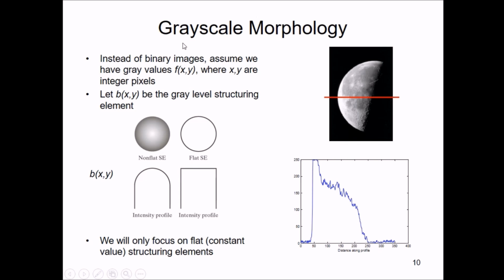Now coming to grayscale morphology. Instead of a binary image, assume we have gray values f(x,y), where x and y are integer pixels. Let b(x,y) be the gray-level structuring element, an intensity profile. These are the non-flat SE and the flat SE. We will focus on the flat, or constant value, structuring element. This is an image, and if you want to see the profile, it is like this.